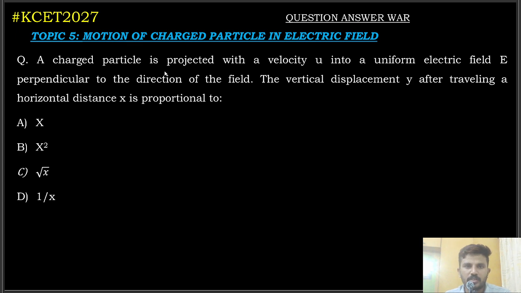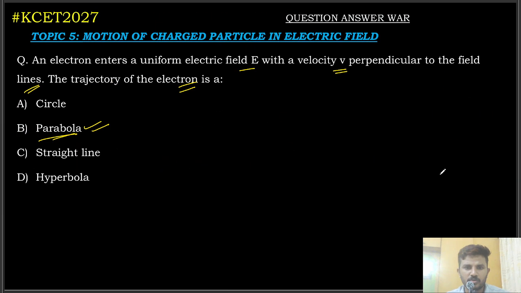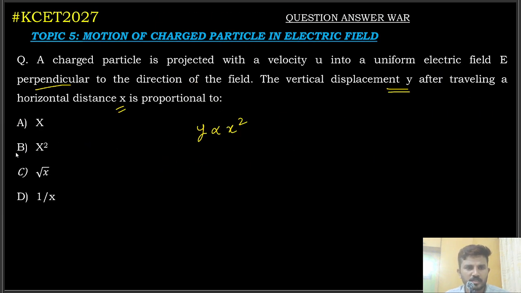Next, a charged particle is projected with initial velocity u into the uniform electric field perpendicular to the direction of the field. The vertical component of velocity after traveling the horizontal distance x is proportional to, we have just derived that, y is directly proportional to x square. I'll show you that slide once again. See here, y is directly proportional to x square, that's why it is called a parabolic path. So we consider x square, option B, as your answer.